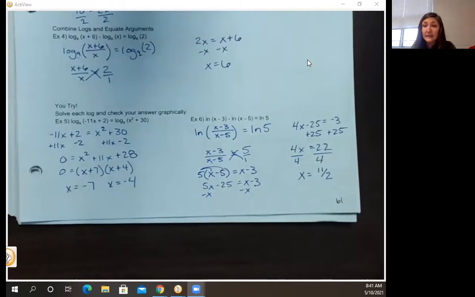So that's solving logs. Similar strategies to what we looked at with solving exponential functions. I can rewrite them as exponential functions. If I've got a log equals a number, rewriting is a good option, or we can equate their arguments. And again, if I've got multiple logs on the same side, I may need to use those log properties to combine before I use either of those strategies.